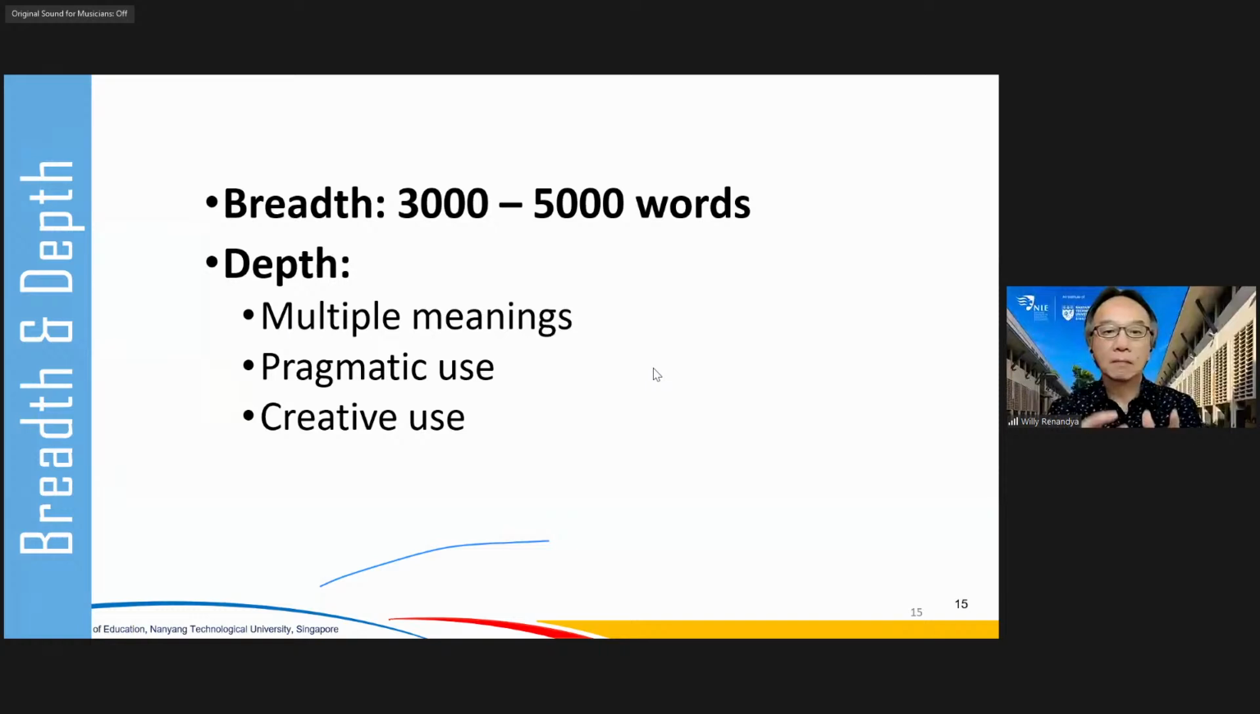So being able to use words creatively is another benefit of developing a deep understanding of the varied, multiple meanings of the words and how the meaning of the words changes depending on the context, depending on the situations that you find yourself in. Let me just give you an example of vocabulary depth.